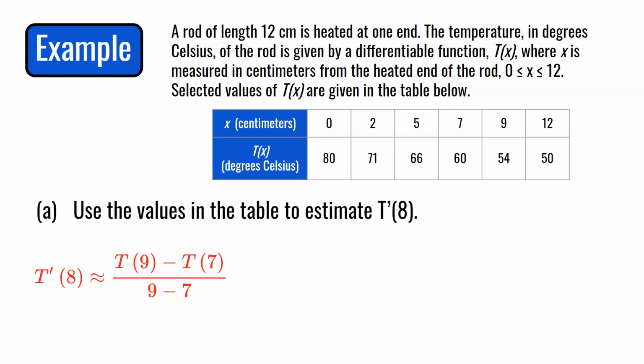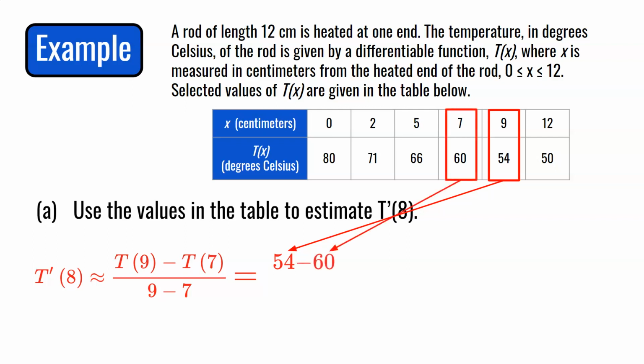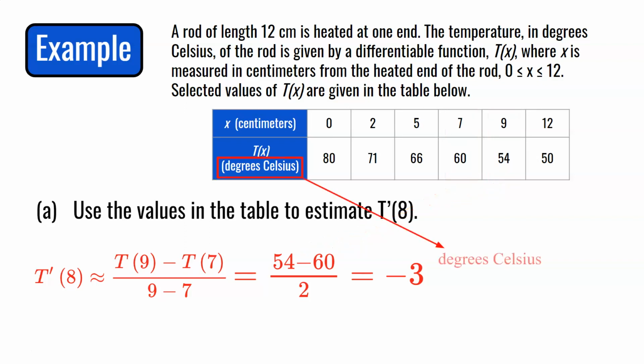Looking to the table of values for T of 9, I see that I get 54 as that value, and T of 7 is going to be 60, divided by 9 minus 7, which is 2. A quick calculation tells me that the estimation for T prime of 8 is negative 3. But before I move on, I want to think about the units. This was a difference quotient, and in the numerator, I subtracted two T of x values, which were both measured in degrees Celsius. Therefore, the unit of my numerator is degrees Celsius. And in the denominator, I subtracted two distances which were measured in centimeters, and therefore the unit of my denominator is centimeters for an overall unit of degrees Celsius per centimeter.